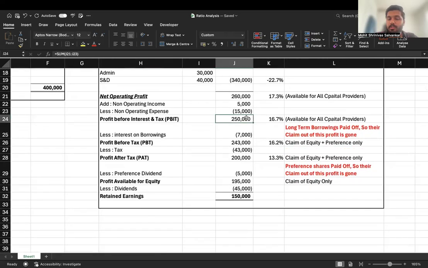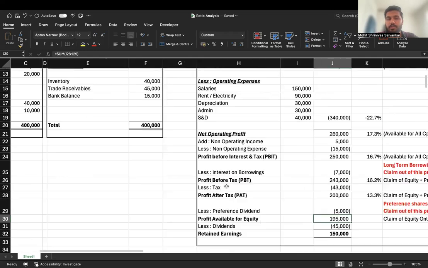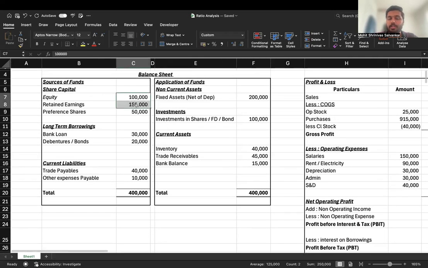This was the profit earned using all the capital. This was the profit earned using preference and equity. This was the profit earned only using equity. Okay. So we take this profit available for equity shareholders divided by equity capital into 100, which is the return on shareholders' fund. Done. Next. Okay, those were the ratios in the profitability category.